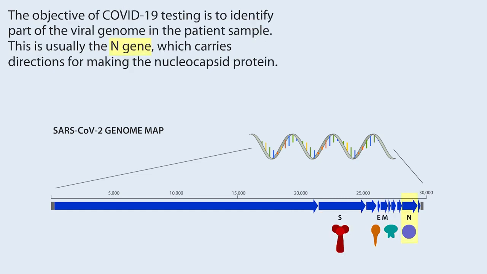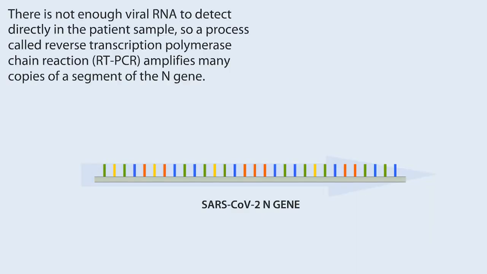The objective of COVID-19 testing is to identify part of the viral genome in the patient sample. This is usually the N gene, which carries directions for making the nucleocapsid protein. There is not enough viral RNA to detect directly in the patient's sample, so a process called reverse transcription polymerase chain reaction, RT-PCR, amplifies many copies of a segment of the N gene.